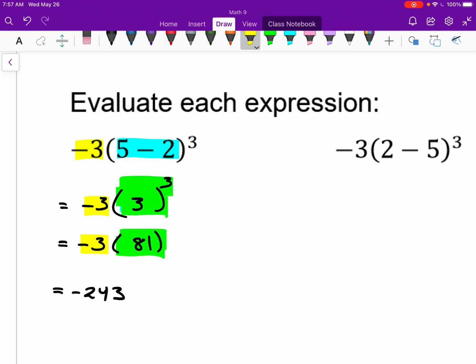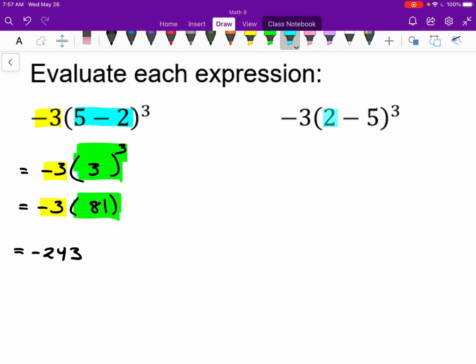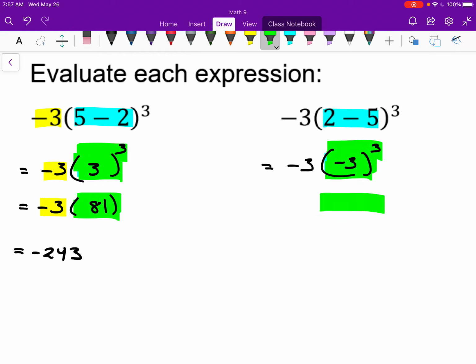So the next example is almost the same. Instead of 5 minus 2, I have 2 minus 5. So maybe that'll make a difference. Maybe it won't. That said, I can just follow the same steps. 2 minus 5 is negative 3, not positive 3. Next, I need to think about what negative 3 times negative 3 times negative 3 is. I need to evaluate the power. Well, a negative times a negative times a negative is a negative.